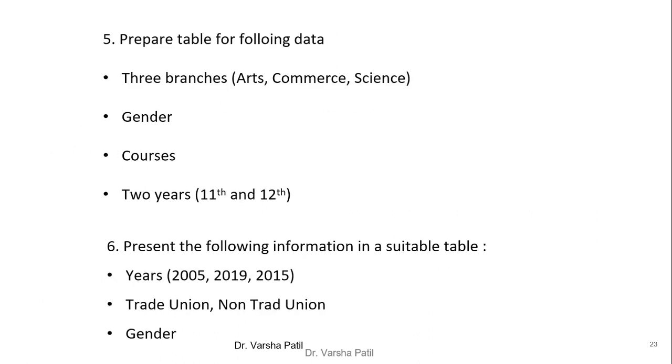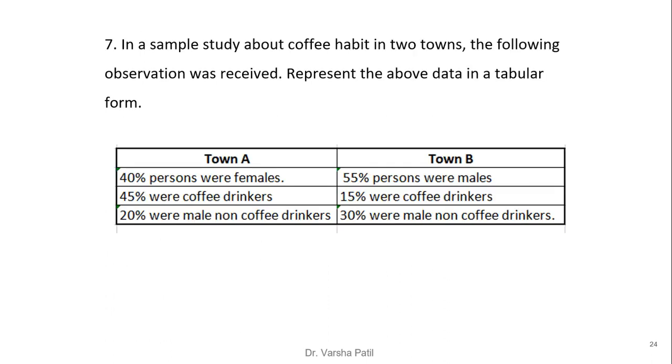Prepare a table for following data: 3 branches, gender, courses and 2 years. So here you again need to make the table. Present the following data with the years, whether they belong to the category of trade union, non-trade union, and under that again you need to make the gender. So you need to identify the number of features, and based on that you can prepare a table. Now this is the same example, that is a coffee drinker with different values. So you can also try with this example.